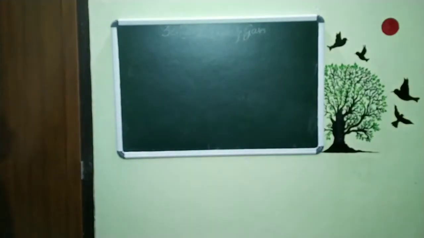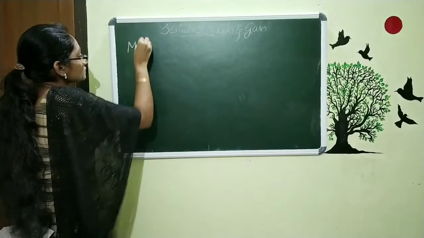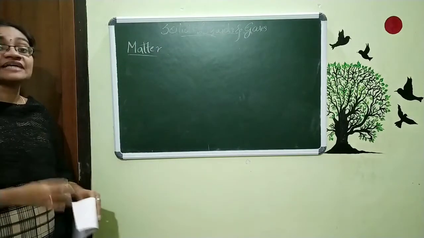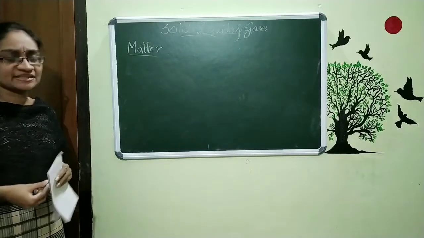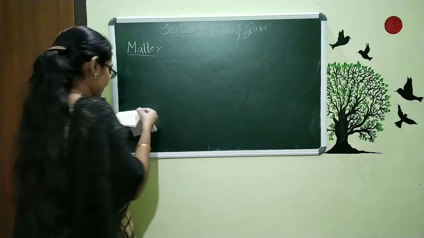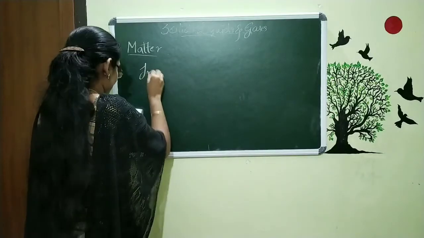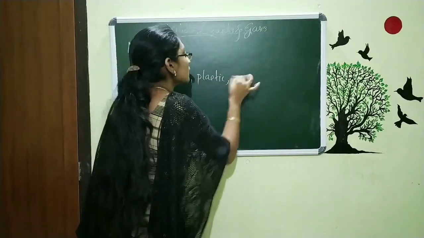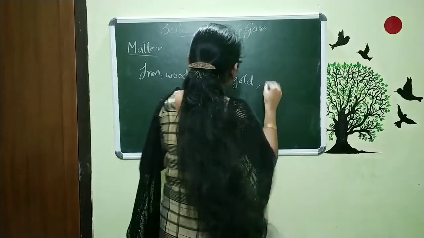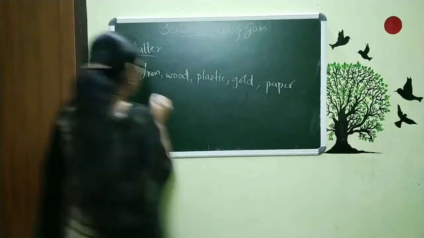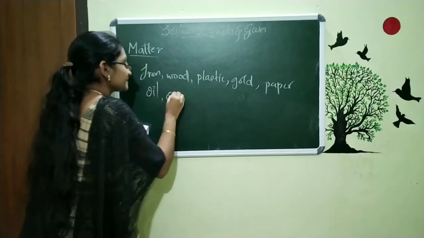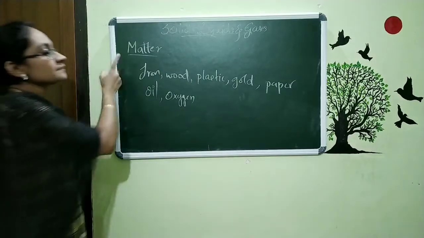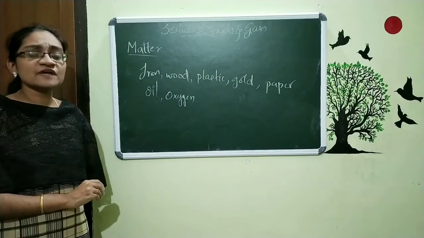How can we define matter? What is matter? Anything that we see around us is what? Matter. For example, we can say iron, wood, plastic, gold, paper, oil, oxygen. All the things around us are what? Matter. So, how can we define this term matter?